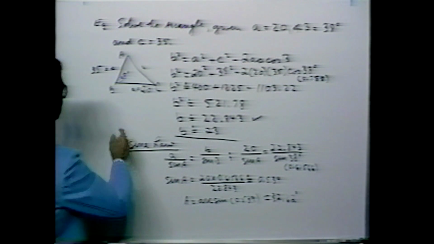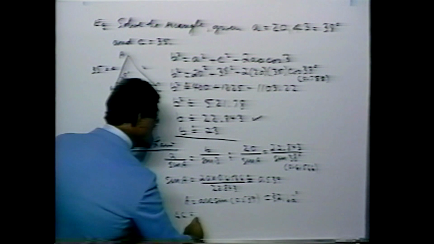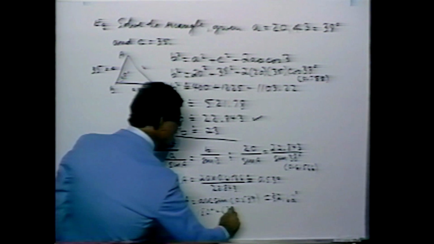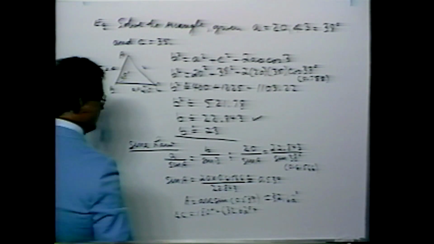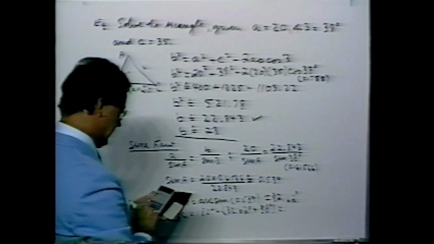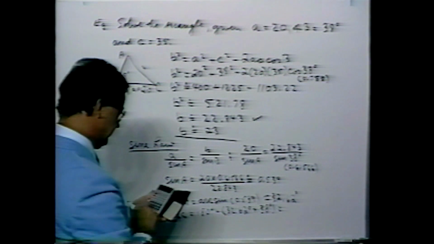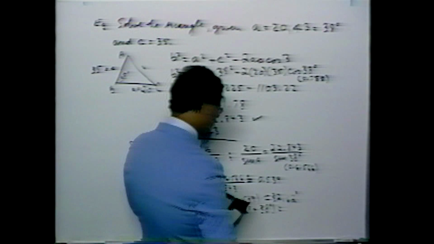for A. It's a simple matter now to find the angle C. Angle C is equal to 180 degrees minus the sum of 32.62 degrees added to 38 degrees. Using the calculator again to work out this amount, the answer is 109.38 approximately.